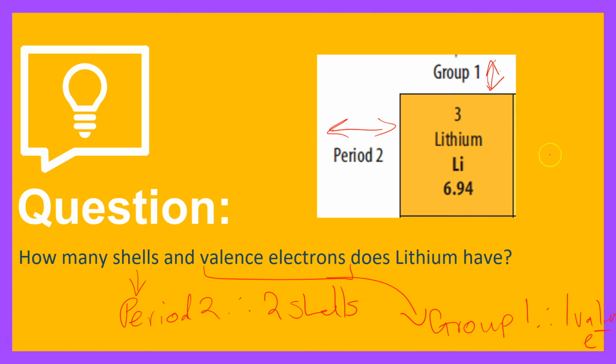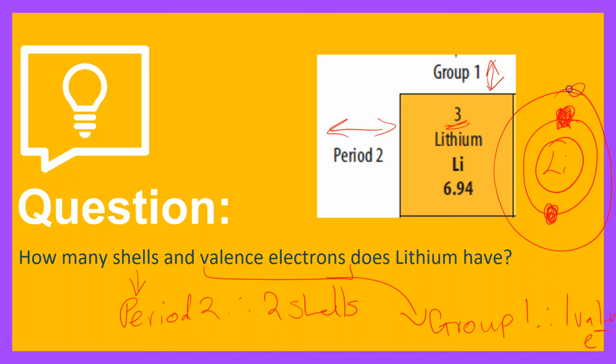And that's because lithium, if I just draw it here, this is lithium's nucleus, here's shell 1. Lithium has 3 electrons. We'll put one here, one here. Those are the first 2 in shell 1, and then when you do shell 2, the third one sits in there. So you can see it's only got 1 valence electron.